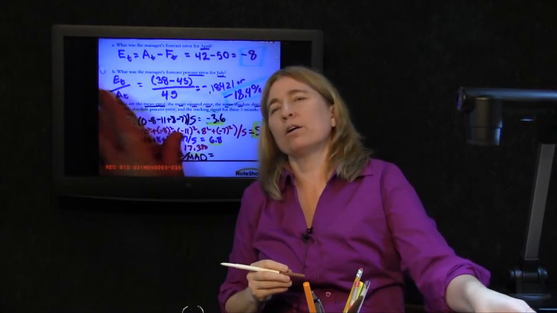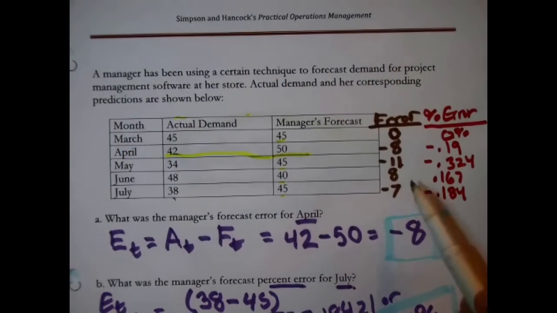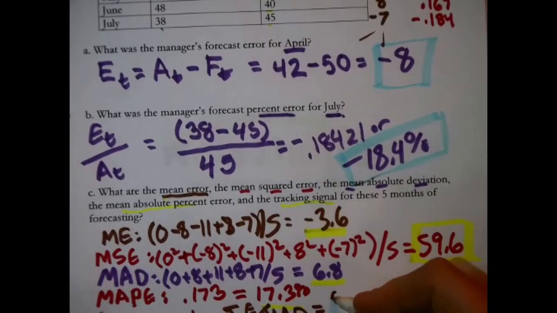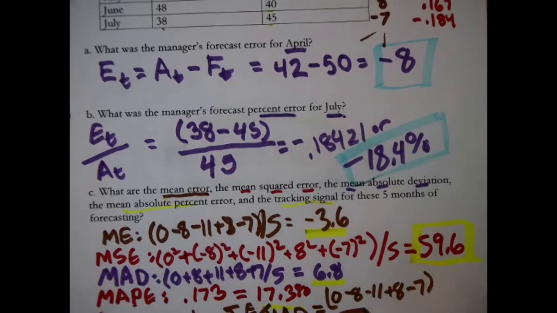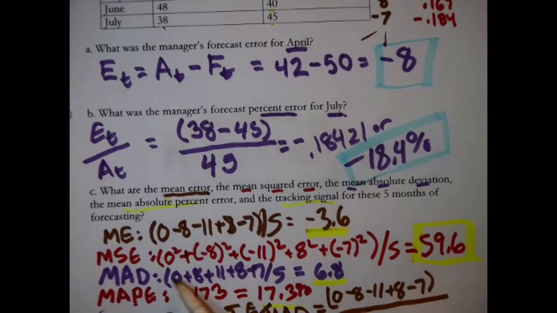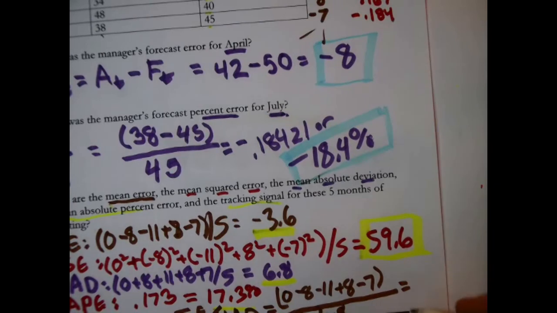So I would go back, all the way back to our original scratch work, and I would just sum these up. I can actually do that down here. 0, -8, -11, +8, minus 7. That's all in the numerator. And the denominator is, I already have it here, the MAD 6.8. So the tracking signal I get is a negative 2.65.